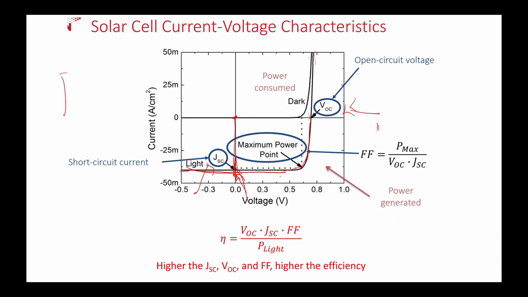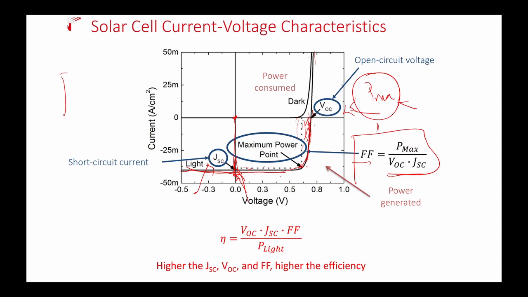Another thing is the fill factor. Fill factor is the maximum power that you can get out of the solar cell, P max, divided by VOC and JSC. This gives the extent to which it is making a rectangle or square. This is the wasted energy, which comes because of the series resistance and all these things.